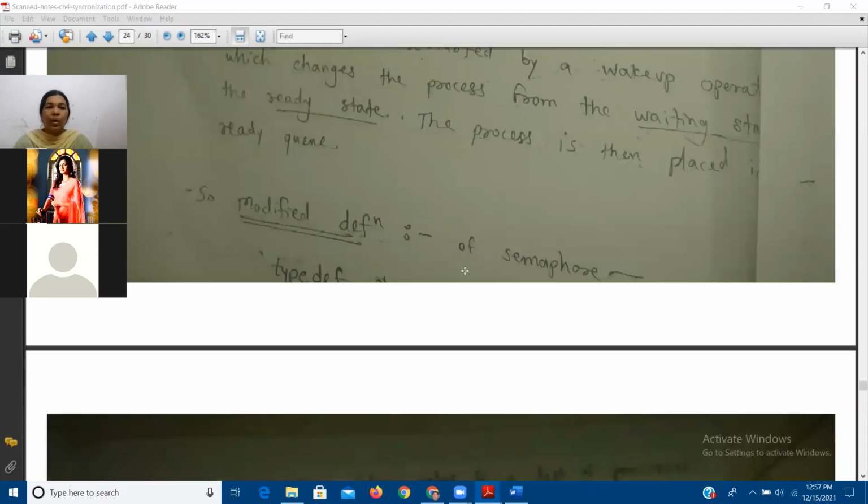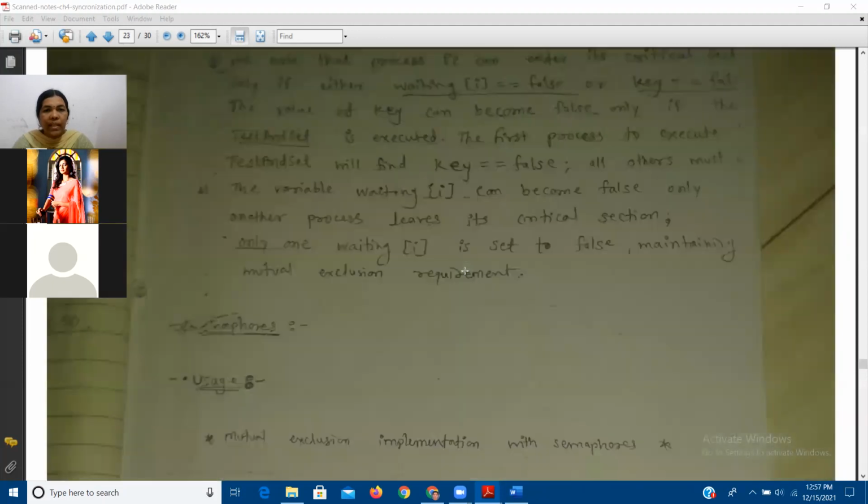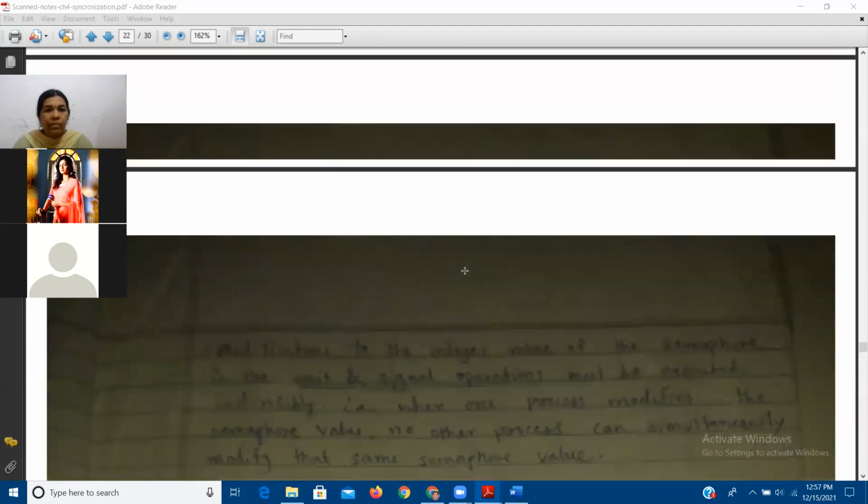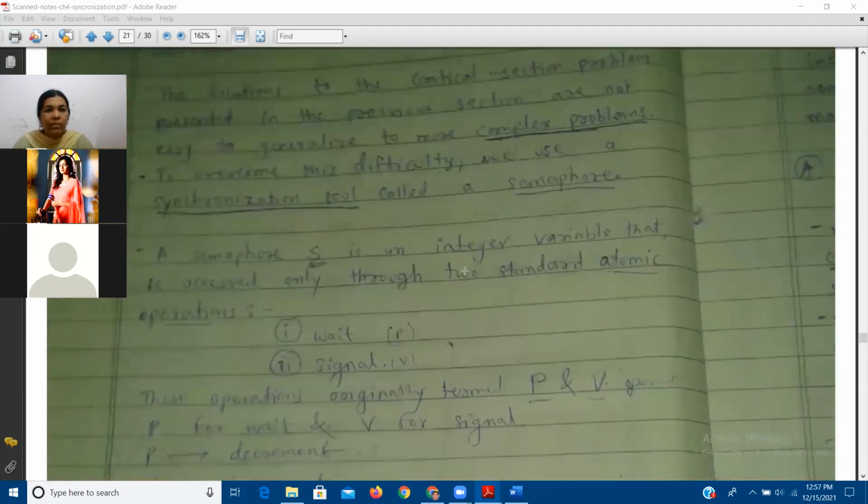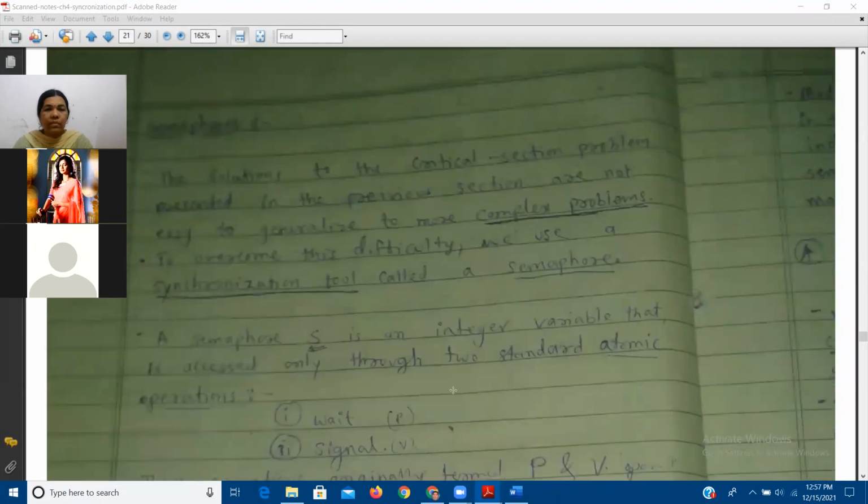Okay, so first of all note it down, the point semaphore. You can note down the points written over here. What is semaphore? It is a synchronization tool.